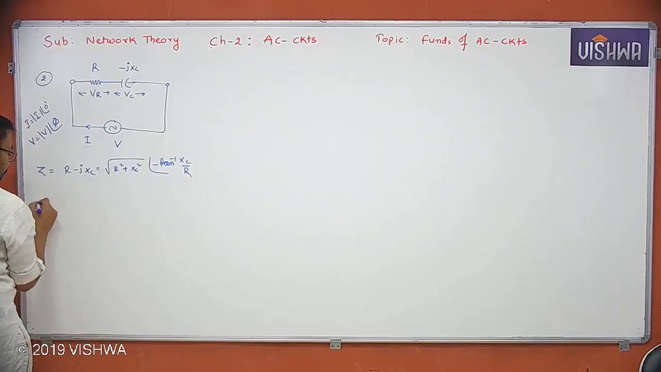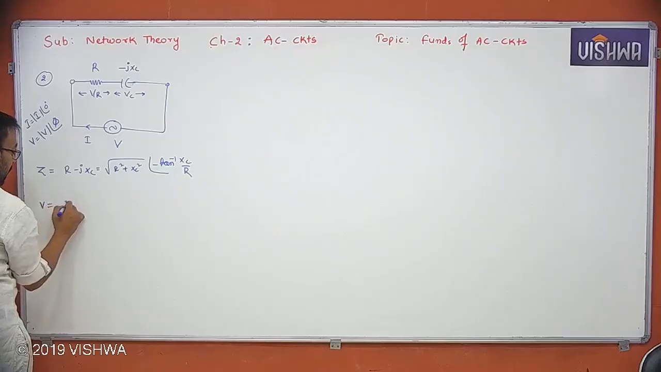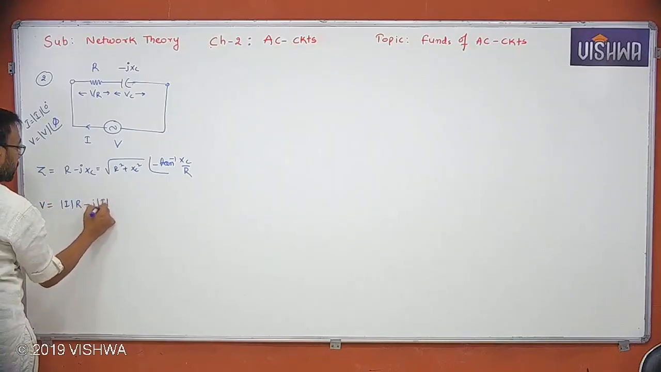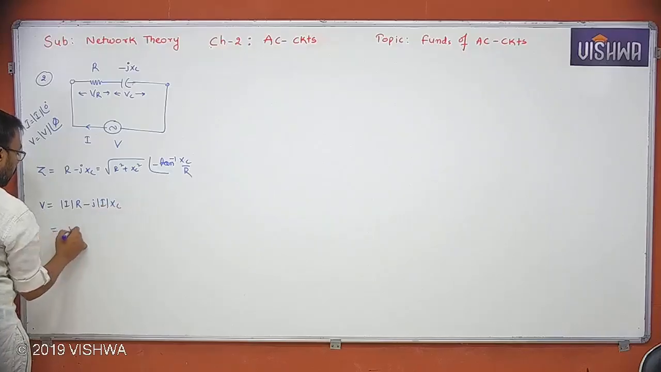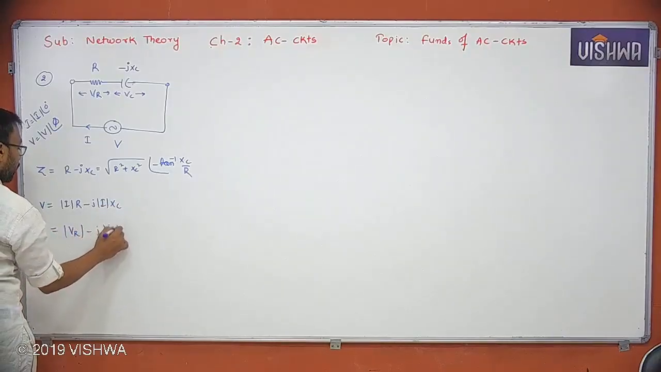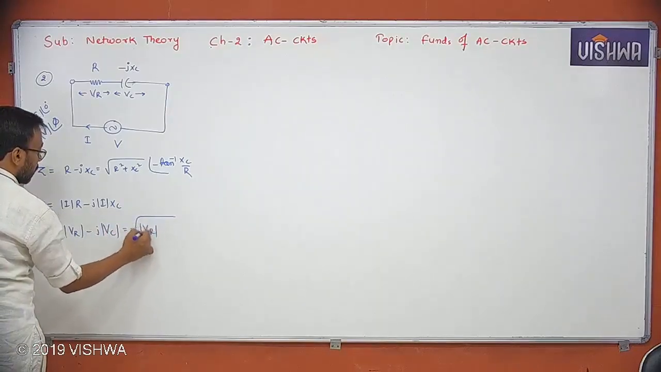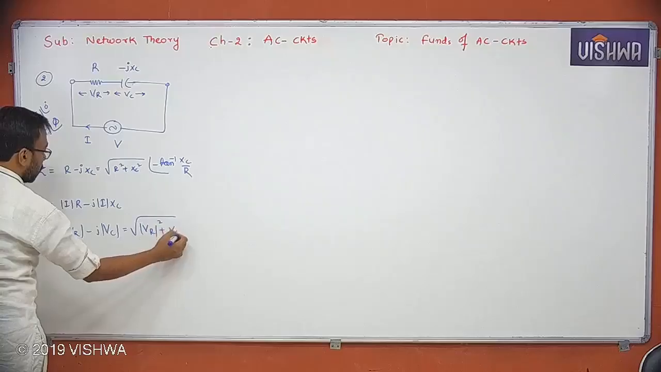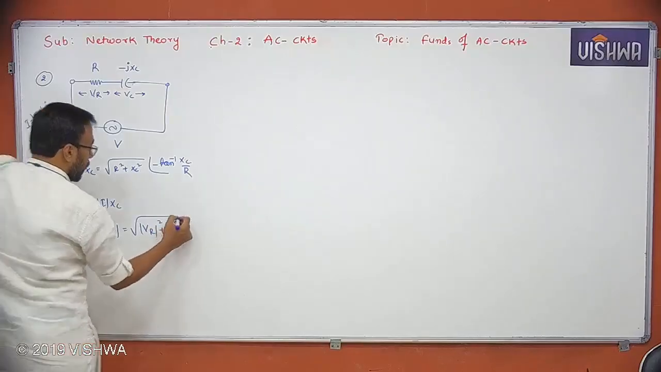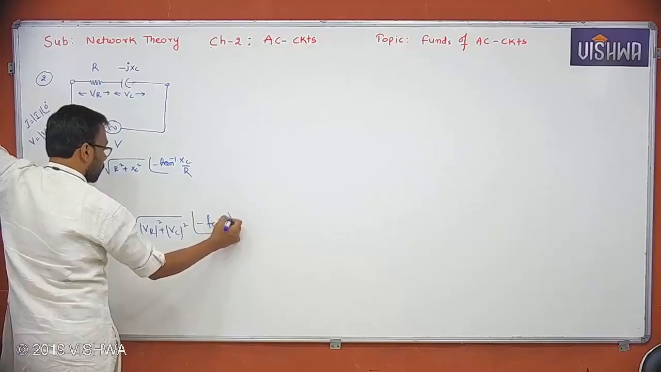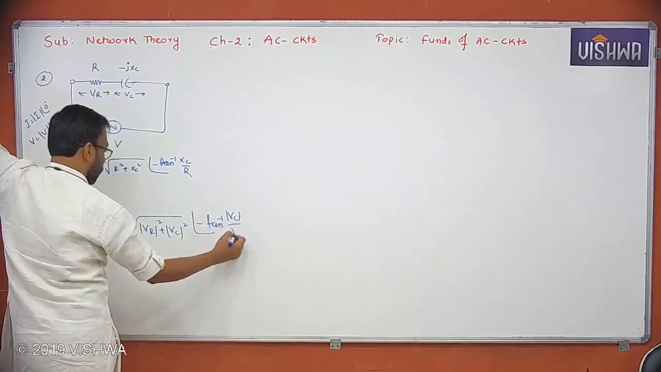Multiplying both sides with I, then what do you get? It becomes V magnitude, I into R minus j magnitude I into XC. Finally, you got VR magnitude minus j VC, which is nothing but root VR square plus VC square, at an angle of minus tan inverse VC by VR.